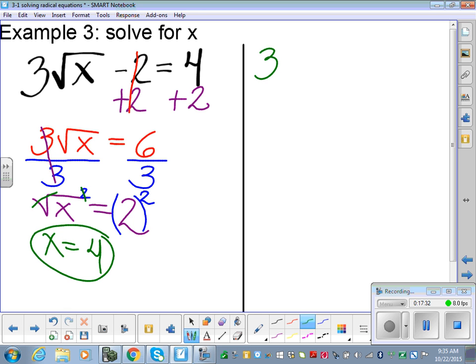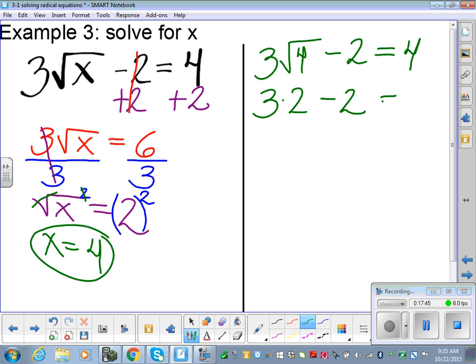So we have 3 times the square root of 4 minus 2 is equal to 4. I'm plugging that back in for x. So we'll have 3 times, what's the square root of 4? 3 times 2 minus 2 better be equal to 4. So 6 minus 2 is equal to 4. So 4 is equal to 4. Does everybody see how I did that? Checked it. That's a true statement. So we get to keep it. So that's our answer.